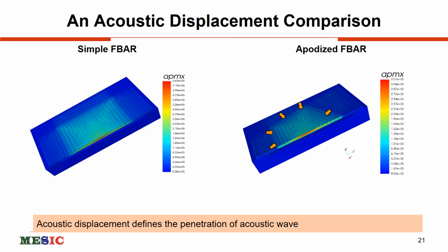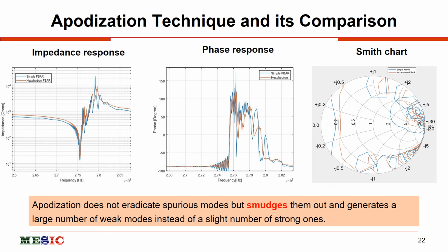Results and discussion. First, we have utilized the apodized technique. So these are the results. This is the displacement comparison. As you can see, there is an acoustic leakage outside the active region. The active region, again I'm repeating, is the one in which the piezoelectric material is sandwiched between the electrodes. So in the apodized design, the displacement has been minimized.